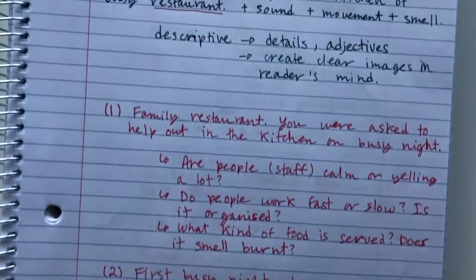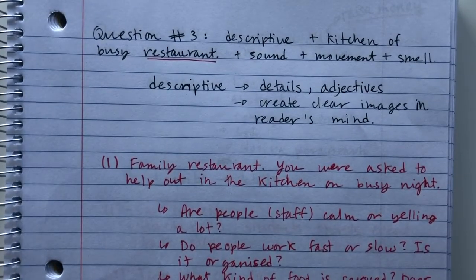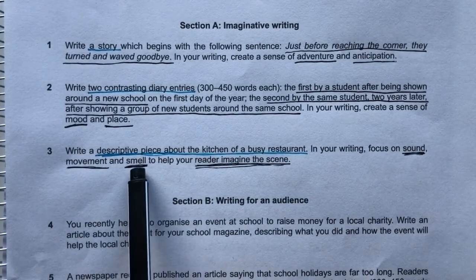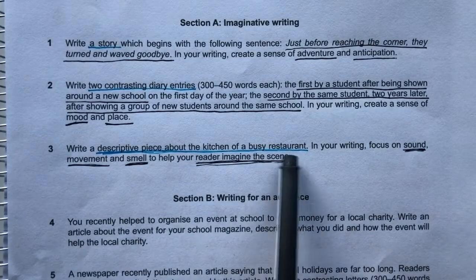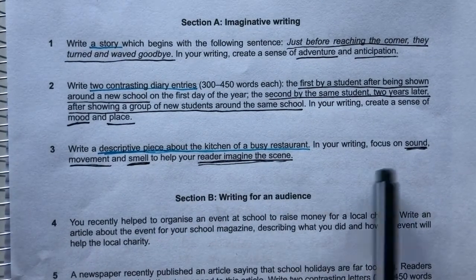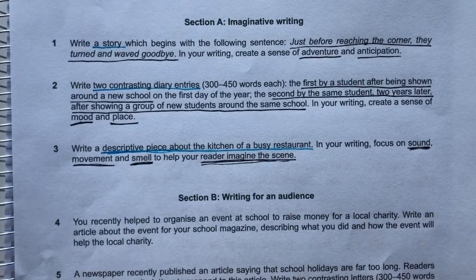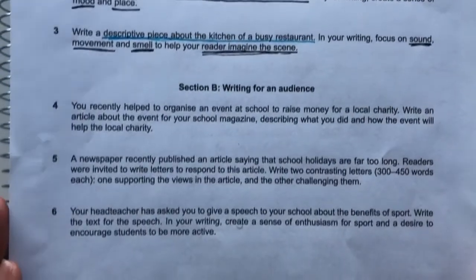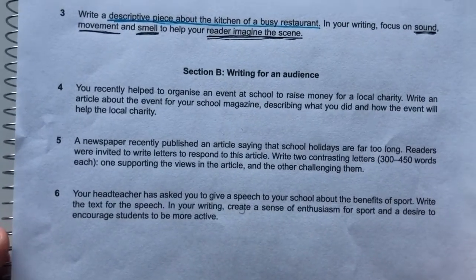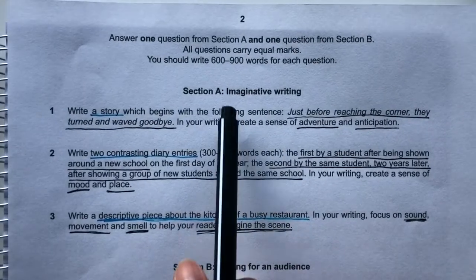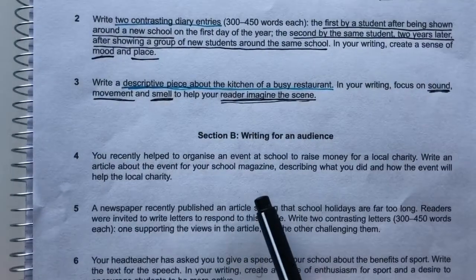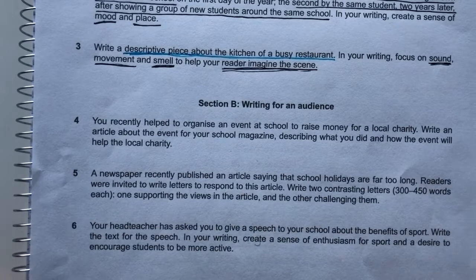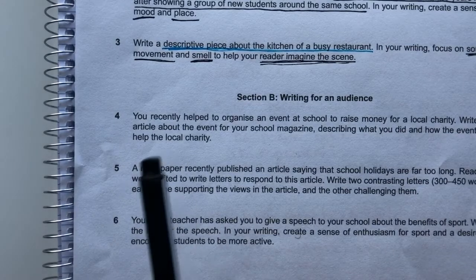Okay. And there you have it for question 3, which is asking for you to describe a kitchen of a busy restaurant, all whilst focusing on sound, movement, and smell. Right? So that was section A. Moving on to section B. And section A is imaginative writing, while section B is writing for an audience. Take a look at question 4.